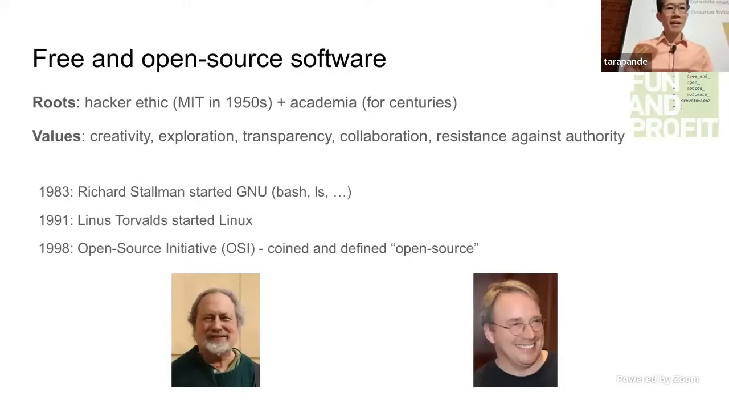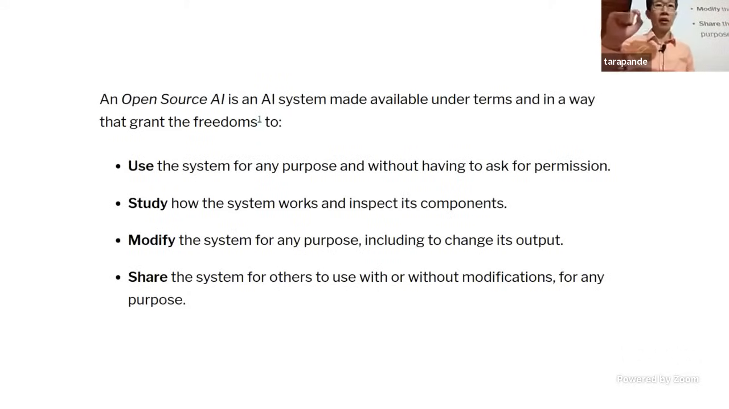And of course, there are famous figures like Richard Stallman and Linus Torvalds that created this whole ecosystem around GNU Linux, and that led to the Open Source Initiative founding in '98, which finally defined the term open source. So open source was practiced long before the term open source software was even defined. And now OSI is trying to define what open source means for AI. It can be summarized in terms of four freedoms: the ability to use a system without asking for permission, the ability to study, the ability to modify, and the ability to share.